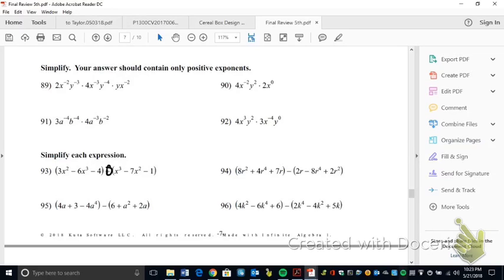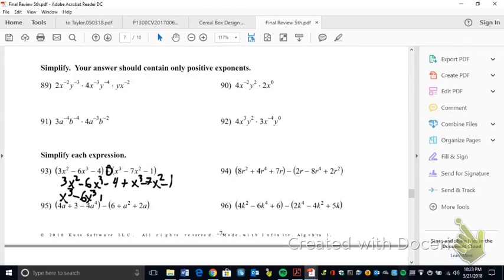Now, 93 through 96. What we're going to do is simplify the expression. I'm going to do two, one with an addition problem, one with a subtraction problem. The addition problem, I basically just rewrite it without the exponents or the parentheses. But I want to group things together. So first I want to write it out, and then I'm going to rewrite everything, grouping it together.